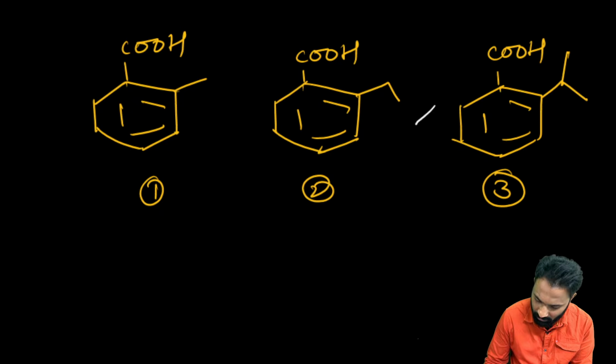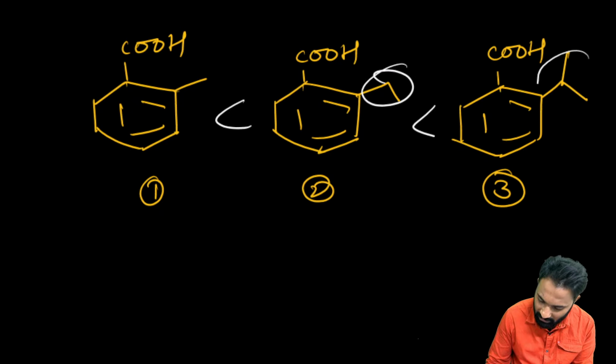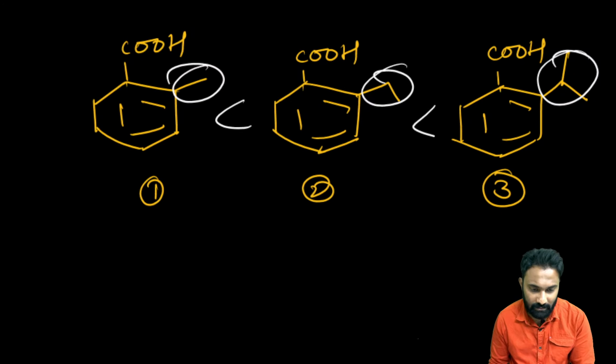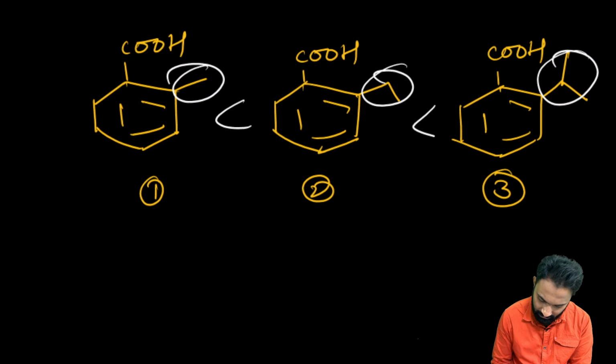3 to 1. Good. Because the more bulky the group on the ortho position, the more acidic it will be. Done. Next, second.